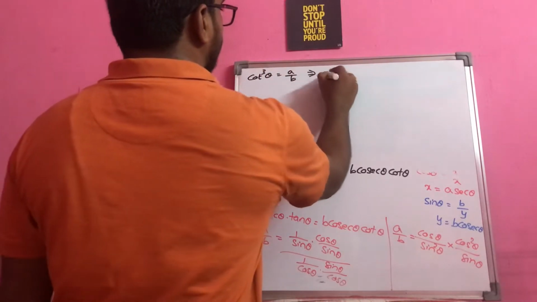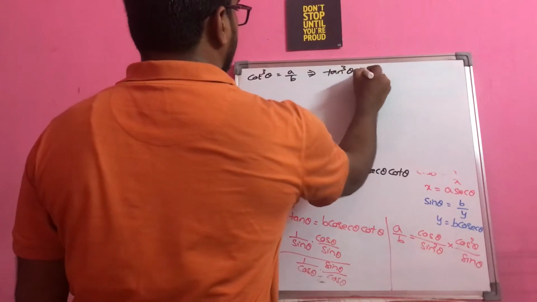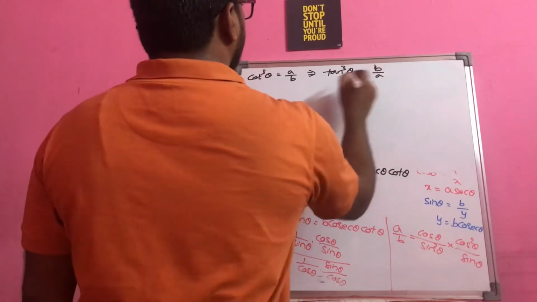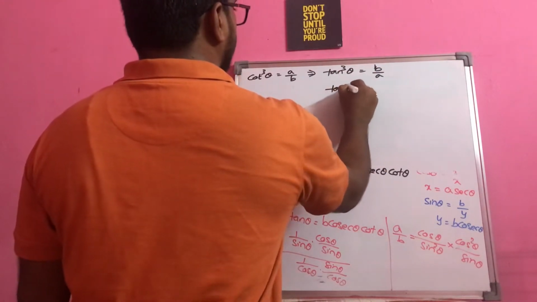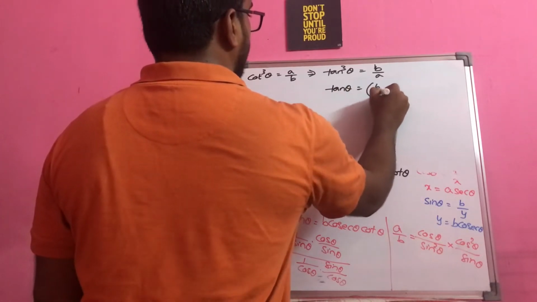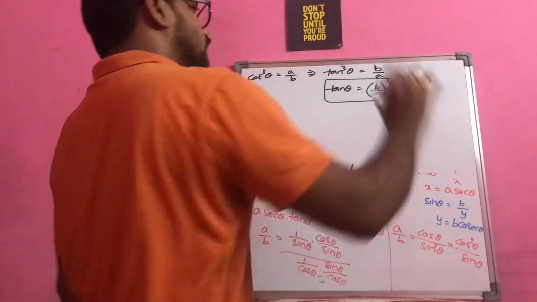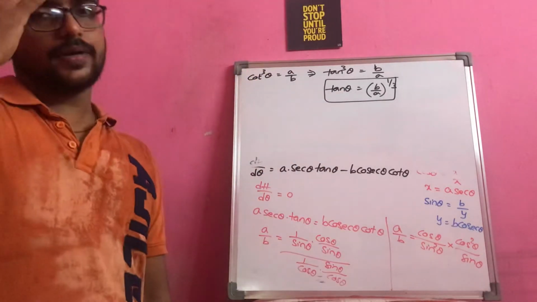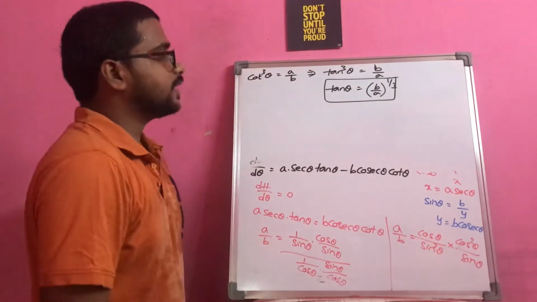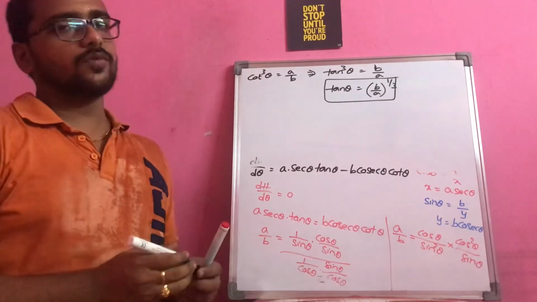From this, if I simplify, tan cube theta will become b by a, and I will get tan theta equal to b by a whole power 1 by 3. This is the answer. This is the turning point that I am getting here. Tan theta is equal to b by a whole power 1 by 3.